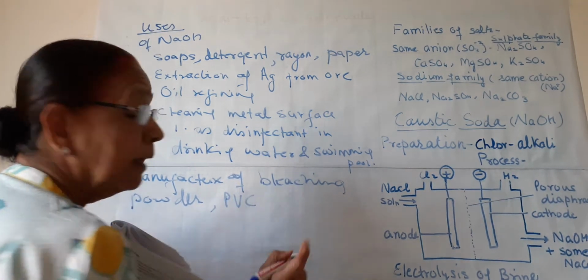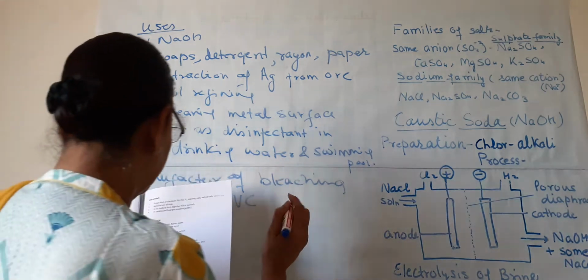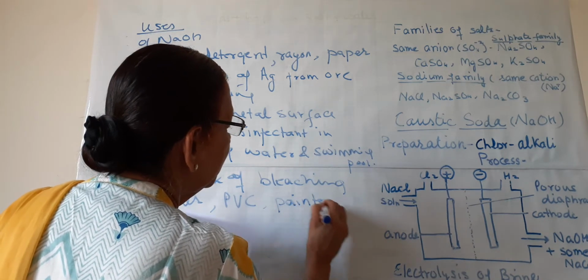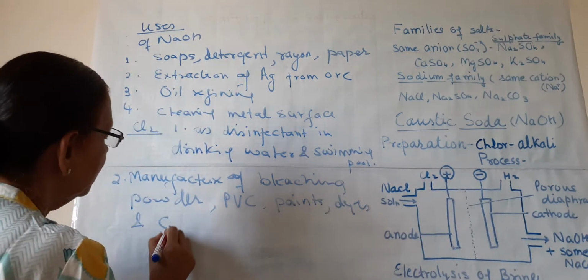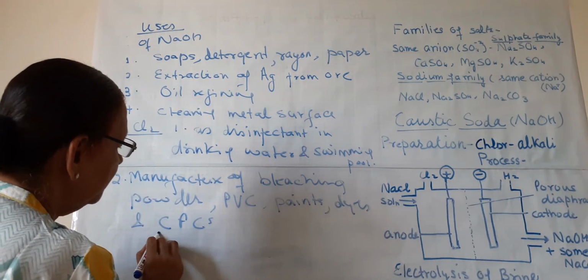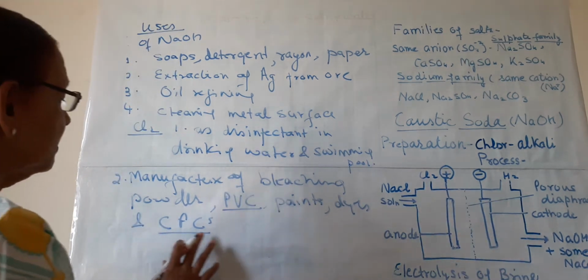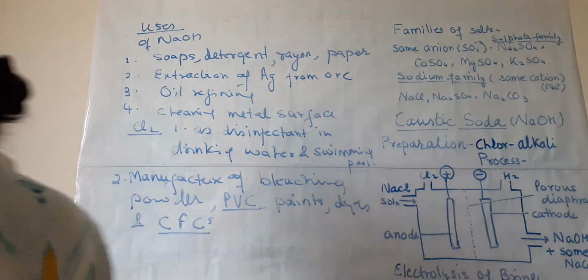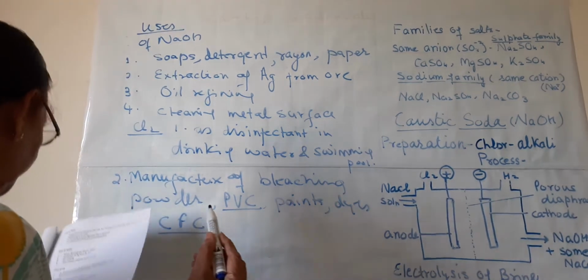PVC. Write in the comment box the full form of PVC. What is PVC? Paints, dyes and CFCs. Write the full form of CFC and PVC in the comment box. What is CFC? You must be knowing what is CFC and PVC. So these are some uses of chlorine.